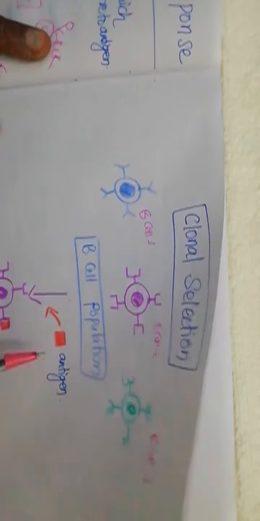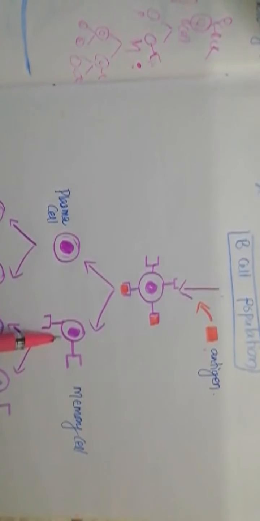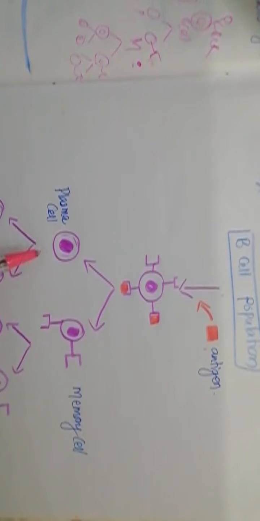Your body is getting exposed to an antigen. What is the shape of the antigen? That is similar to that of this receptor. So what happens? This B cell will identify the antigen. Once after identification, what happens to the B cell? The B cell will undergo differentiation. What is the differentiation? They will differentiate into plasma cell and memory cell. The memory cell will have the receptor. Plasma cells are there. Now what happens to the plasma cell?